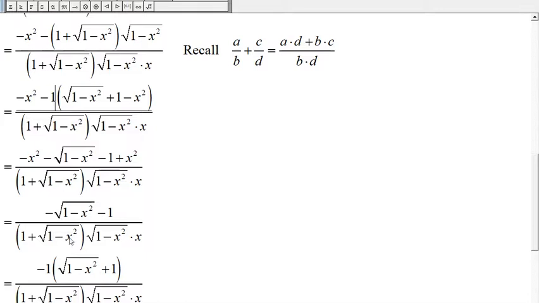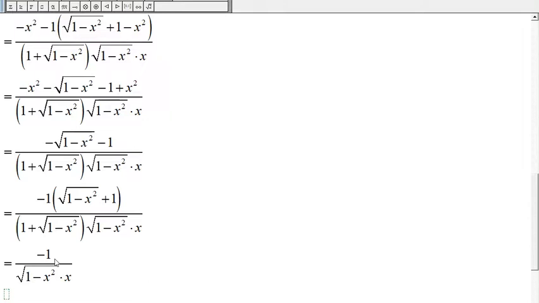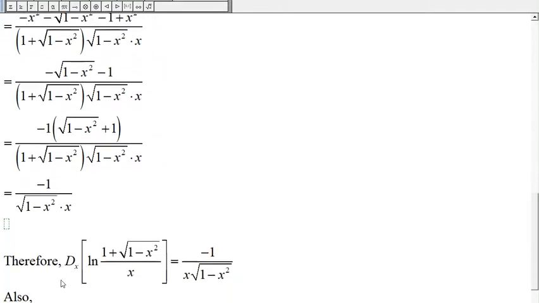And now let's rewrite this as negative 1 times the square root of 1 minus x squared plus 1. Here we have the square root of 1 minus x squared plus 1, and here we also have the square root of 1 minus x squared plus 1. So this expression dividing by this expression is 1. So what's left is just negative 1 dividing by the square root of 1 minus x squared times x. And therefore the derivative of the natural log of 1 plus the square root of 1 minus x squared divided by x is negative 1 dividing by x times the square root of 1 minus x squared.